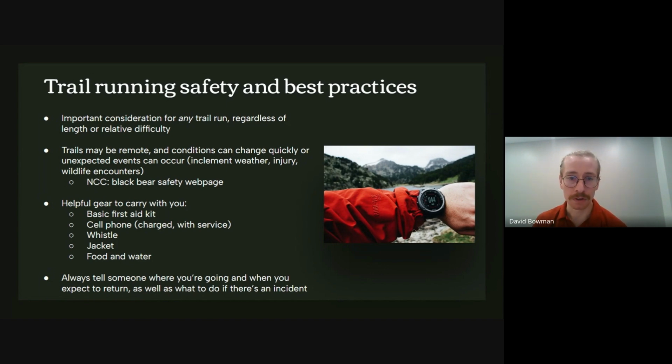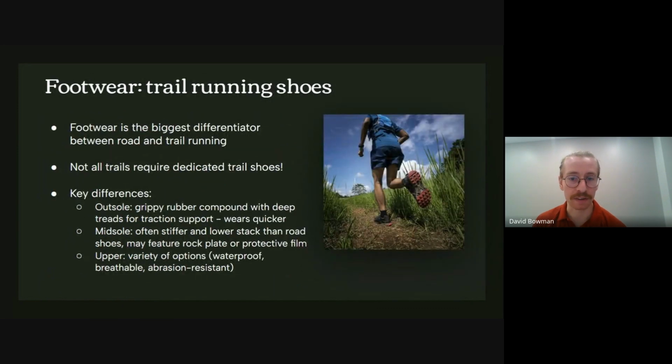Okay, so with that in mind, let's dive into some of our trail running equipment that you might find helpful. Footwear, trail running shoes, is kind of the biggest differentiator that we have between road and trail running. And I'll go back to this point that not all trail runs require a dedicated trail shoe, but as we get into maybe more challenging or technical terrain, this is going to be something that can be very beneficial for people. So some of our key differences in trail running footwear include the outsole of the shoe.